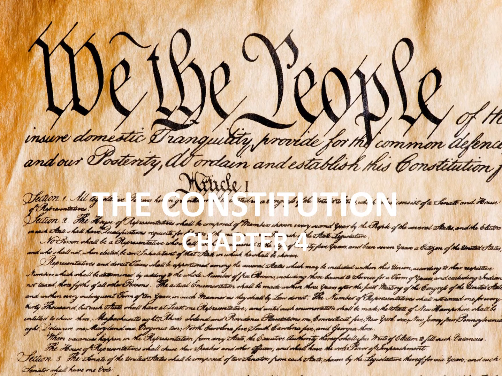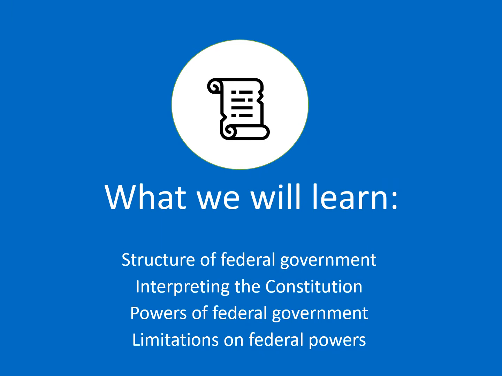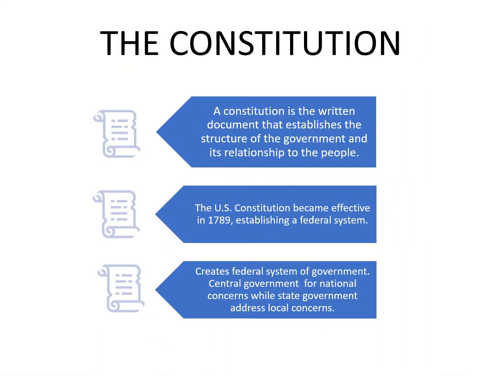The Constitution, Chapter 4. Now we will look at our very first source of law. In this chapter, we're going to discuss the structure of federal government, how to interpret the Constitution, powers of the federal government, and the limitations on federal power. The Constitution is our written document that established the structure of our federal government. It was written in 1789, and it created a central government that's supposed to address national concerns.